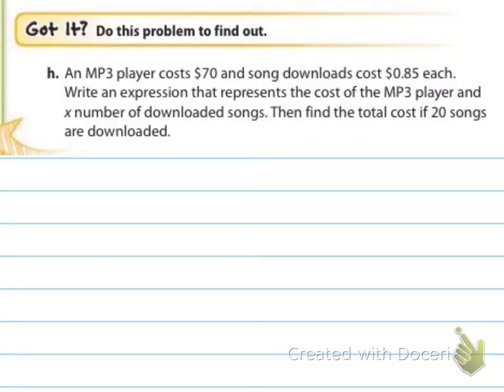An MP3 player costs $70 and song downloads cost 85 cents each. Write an expression that represents the cost of the MP3 player and X number of downloaded songs, and then find the total cost of 20 songs that are downloaded. So go ahead and copy this scenario down and then answer it. Pause the video now.